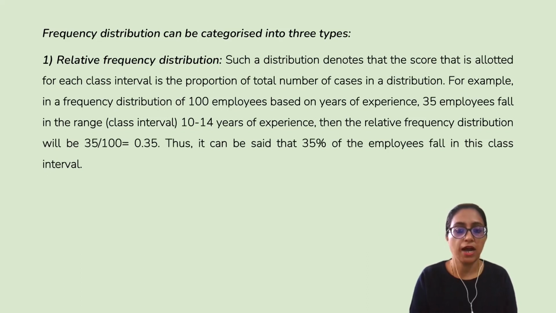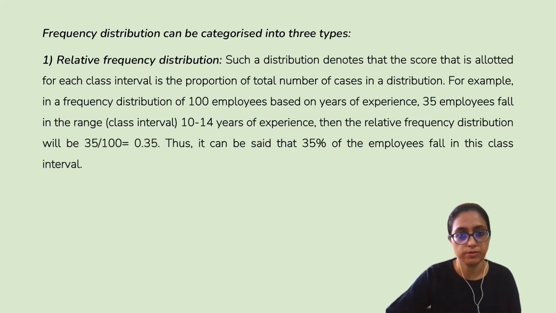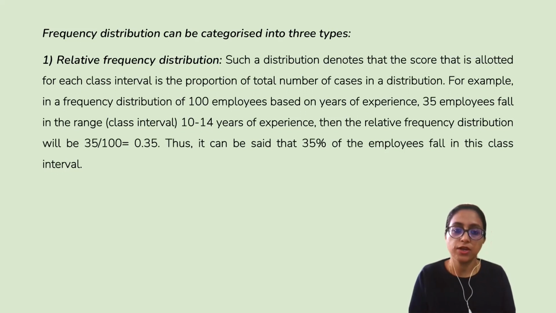For example, if there are 100 employees in an organization, and 35 employees fall in a certain range, suppose 10 to 14 years of experience, then what will be the relative frequency? You just have to divide 35 by 100, the total number of employees. Or suppose there is some other class interval of freshers, like 2 to 4 years of experience, so there are around 20 people. So the relative frequency for that will be 20 divided by 100. So in that way, you can find the relative frequency distribution.